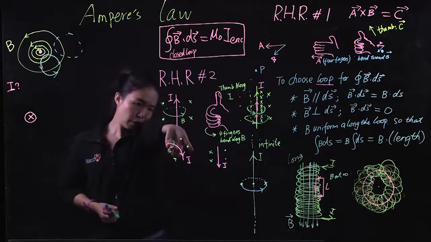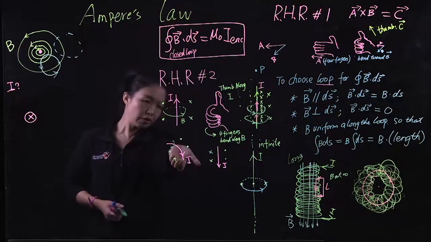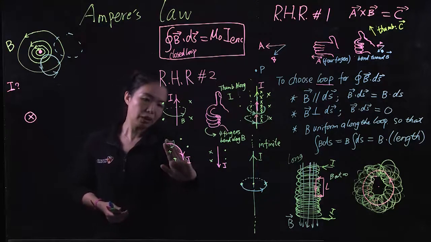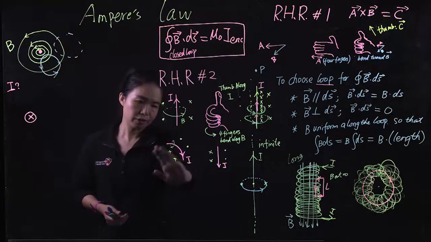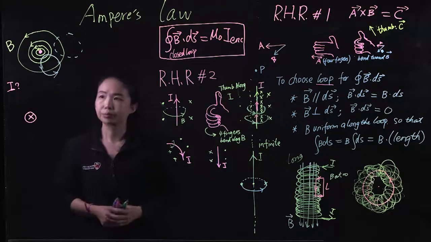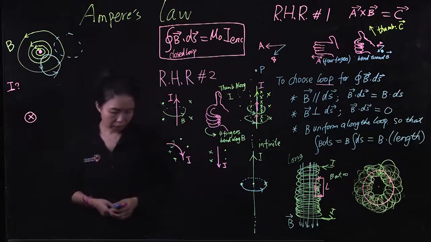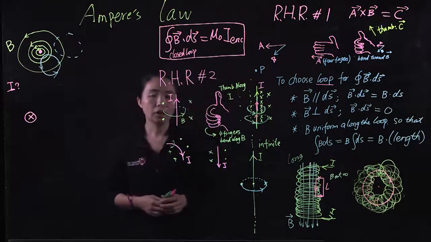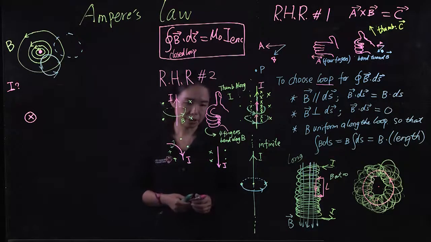That's true for this part. That's also true for this part. That's also true for this part. So even while it's bended, you always have an into the page magnetic field this way, and then you have an out of page magnetic field on the other side. Okay, now let's use Ampere's law to find the B field for some situations.